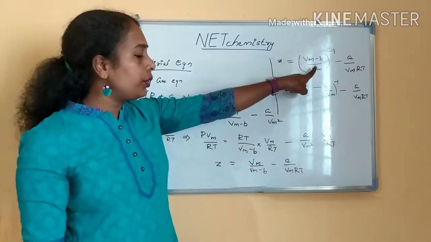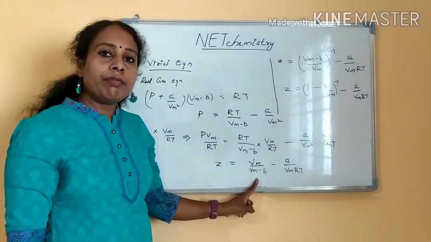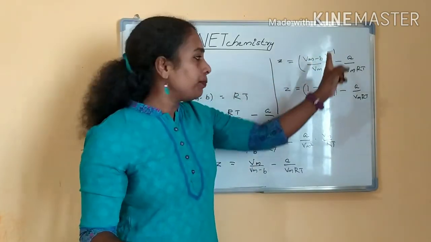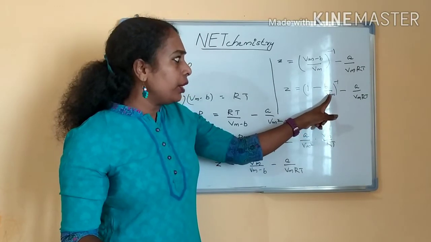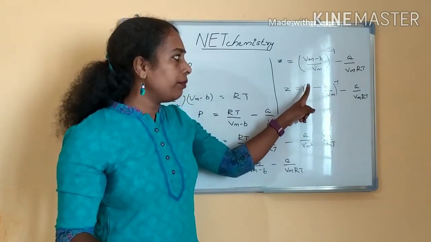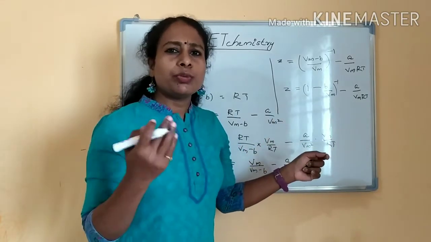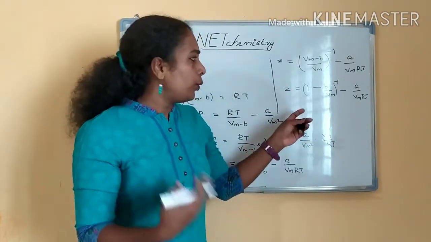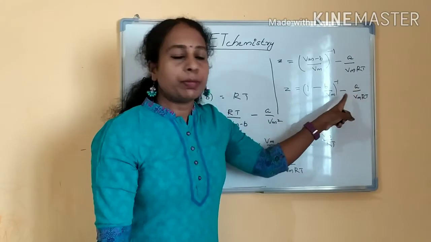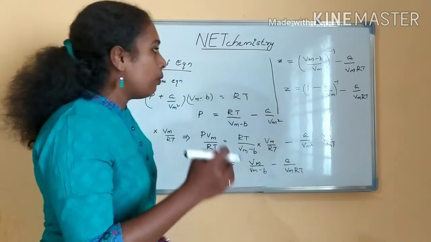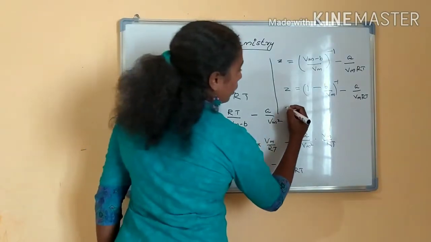Okay, this one you understood, right? Vm by Vm minus B I have written ulta, so I have written raised to minus 1. Same way, if you are cross multiplying, here we will be getting Vm minus B divided by Vm. This all things you have studied in MSc, no need to explain. This is just a rearrangement. Okay, the solution of 1 minus B by Vm raised to minus 1, what is the solution? We will see.